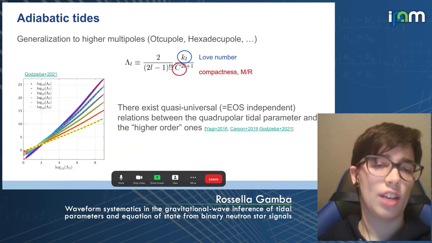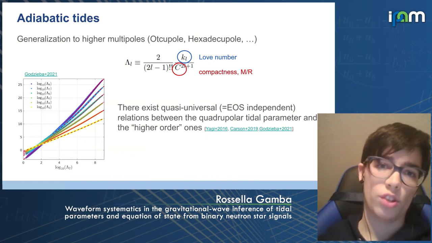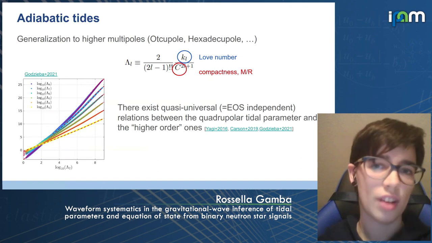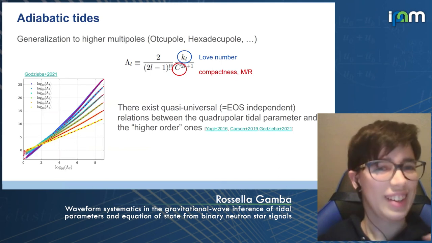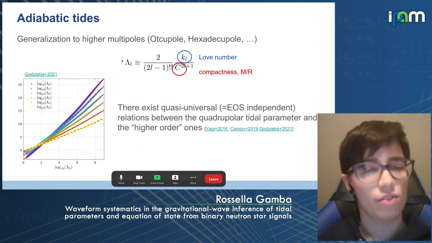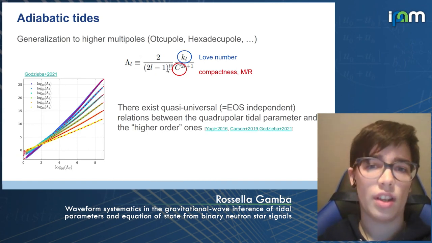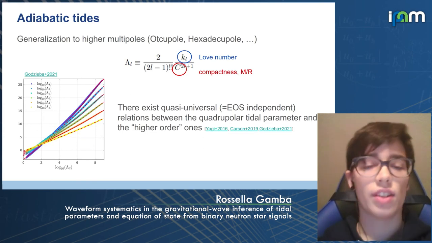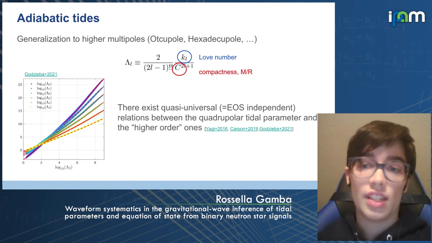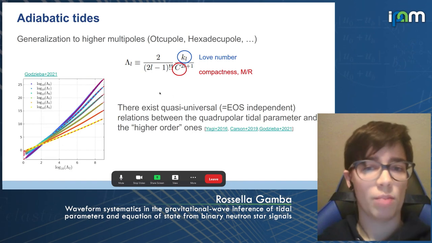Clearly, you can also generalize this framework to higher order multipoles, so not just the quadrupolar deformation, but also the octupolar or the hexadecapolar or all the other higher order multipoles whose names I don't know. So you have these lambda L coefficients for all of them with L equal 2, 3, 4, and so on and so forth, which will all depend on the Love number and the compactness of your star. And one interesting thing is that there exist some quasi-universal relations, which are equation of state independent, between the quadrupolar tidal parameter and the higher order ones. And this has been explored in a number of papers throughout the years.